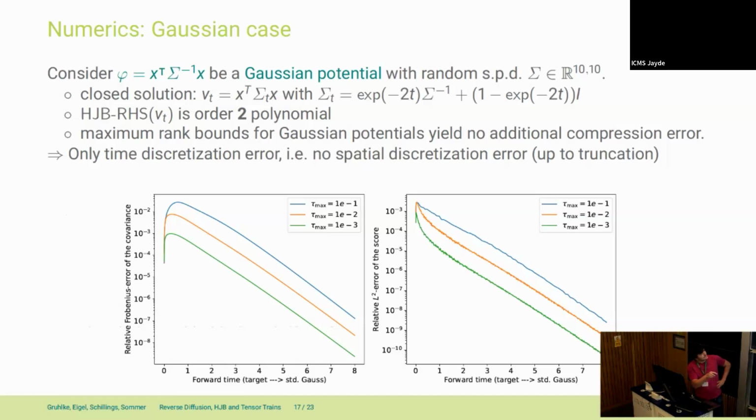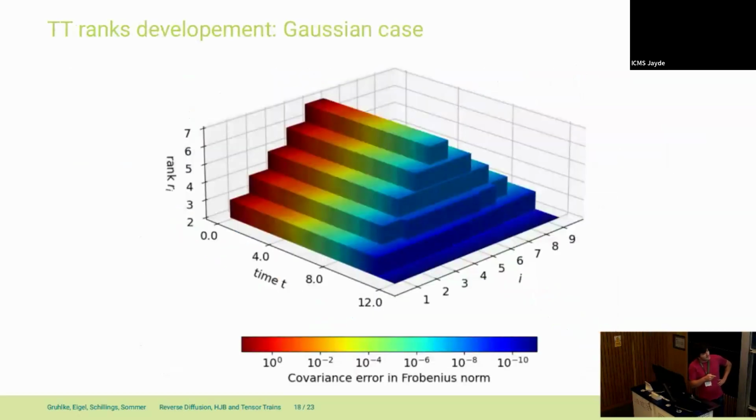And what is observed is, since this is a Gaussian, we know the ranks explicitly now. So we can force maximum ranks in the approximation. Up to truncation, we will not introduce any spatial discretization error, right? If you start with a Gaussian, the Fokker-Planck solution will stay a Gaussian. So we have no discretization error in space, and we can fully focus on the time discretization. And as we would expect in parabolic PDEs, time discretization may lead to reduced error of the potential and of the score itself. Okay.